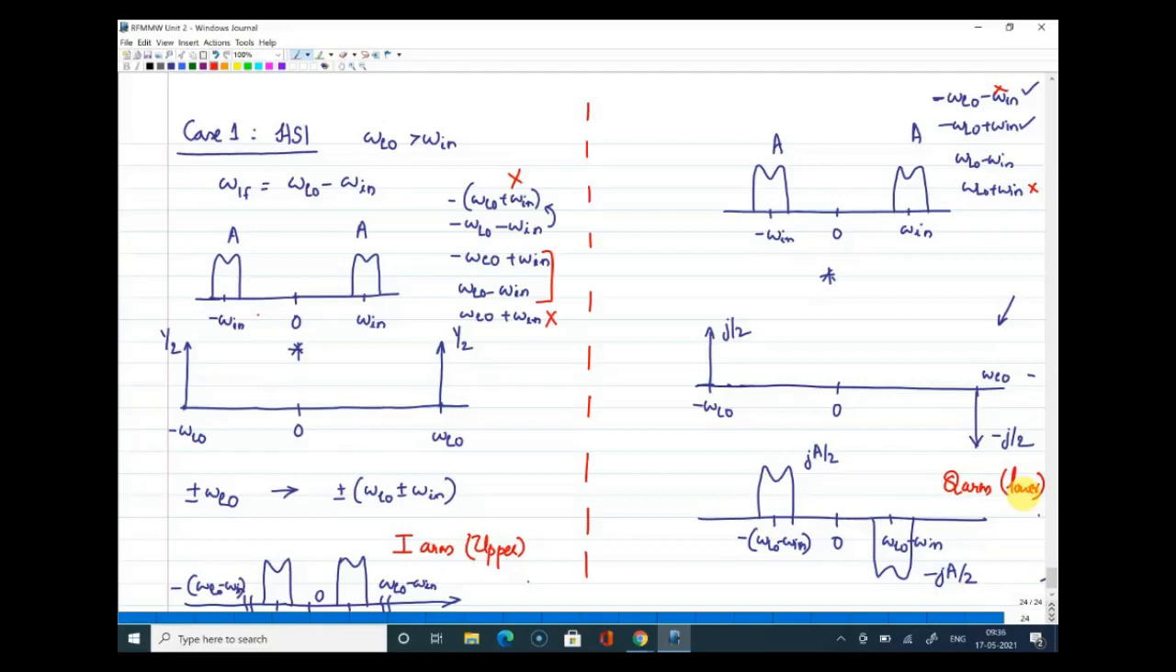All right, is it clear what spectrum I have drawn at the I arm and the Q arm, the upper and lower arm, the spectrum and the frequency components and the amplitude? Is this clear? All right, Lalit, the question is, how are you getting four possibilities of frequencies?